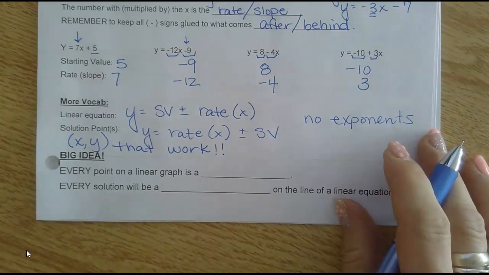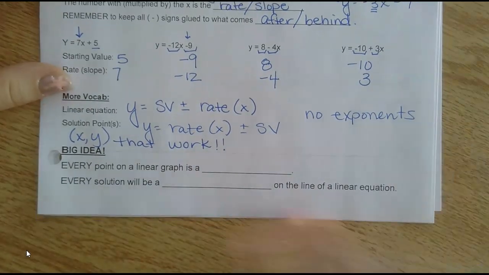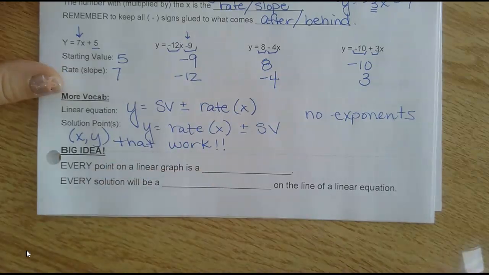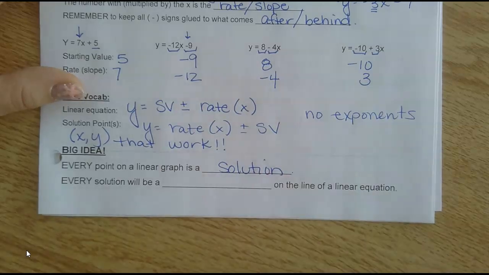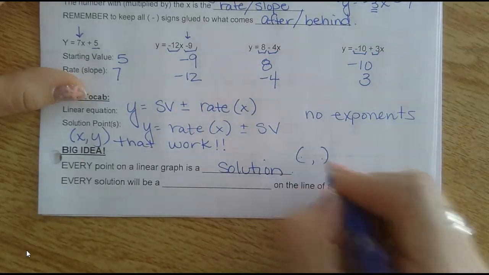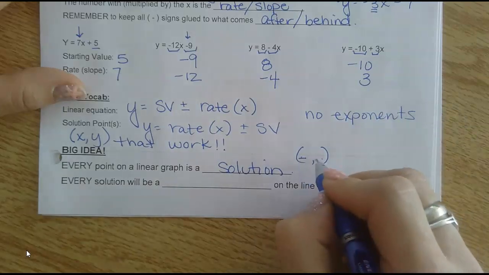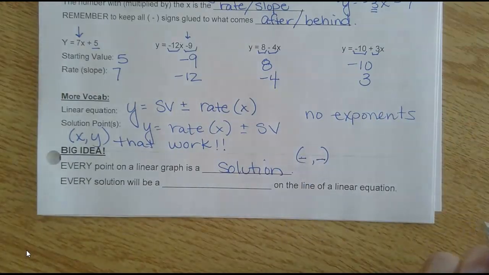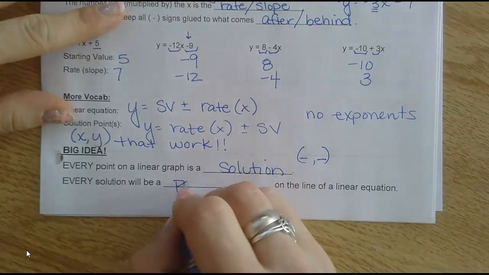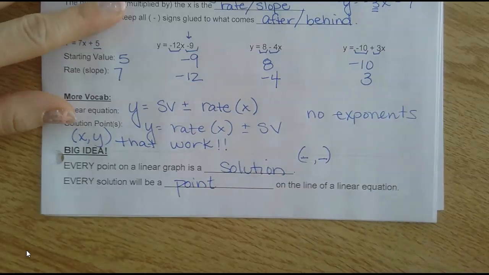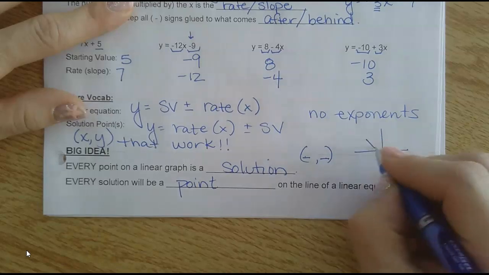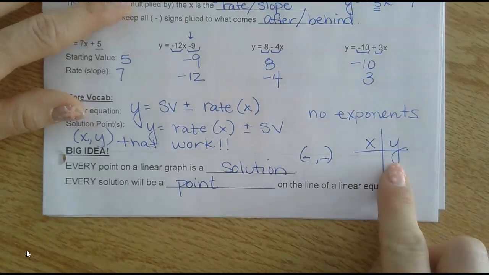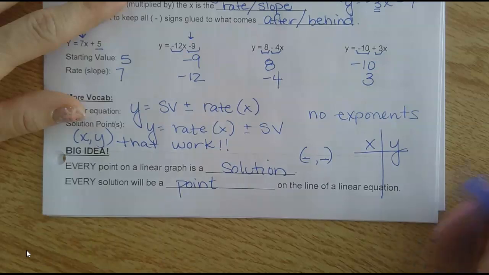All the XY pairs that work. So we're going to see in this section that every point on a linear graph is a solution to that equation, right? If it's an XY point on the graph, then that X and that Y will work when I plug it into the equation. And every solution will be a point on the line of a linear equation. So it goes both ways. If you make a table of XY values and find an X and a Y that work, it's going to be a point on the graph.